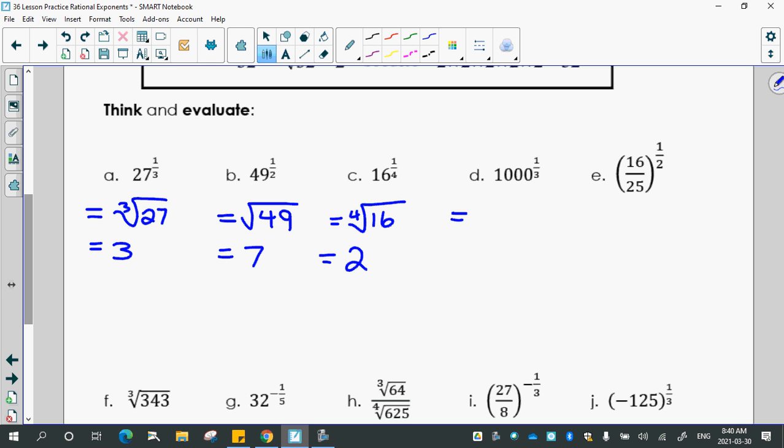1,000 to the exponent 1/3 means the third root of 1,000, which means what number multiplies by itself 3 times and gives you 1,000. 10 times 10 times 10.